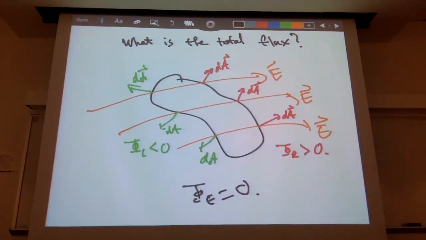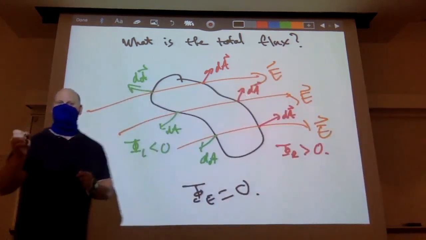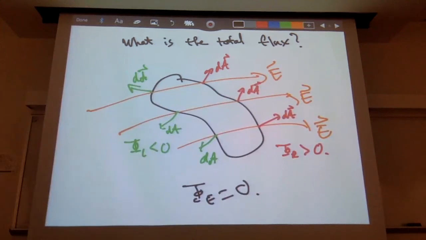Let me ask you a follow-up question. What creates electric field lines? Charges, right? So, what has to be present? Electric charge. Great. Good. Where? That's the more important question.